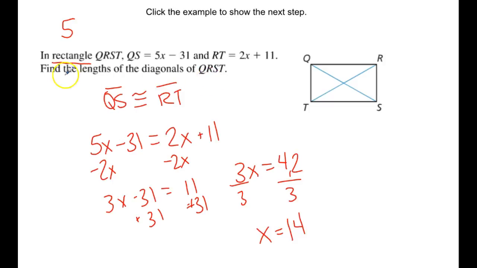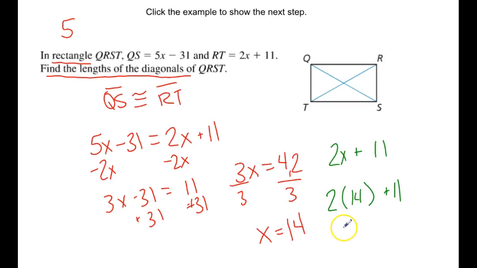So I'm not quite done because I'm told to find the lengths of the diagonals. I was not told just to find x. So now I take what I found for x and I plug it into one of my two equations up here. I'm going to pick my 2x plus 11, but it really doesn't matter because they're the same thing. So I plug in what I got, which was 14, and I know that 2 times 14 is 28 plus 11, so I end up with 39. So here is the final length of my diagonals. I can't stop here when I found x. I have to plug that back in to find my whole value here.